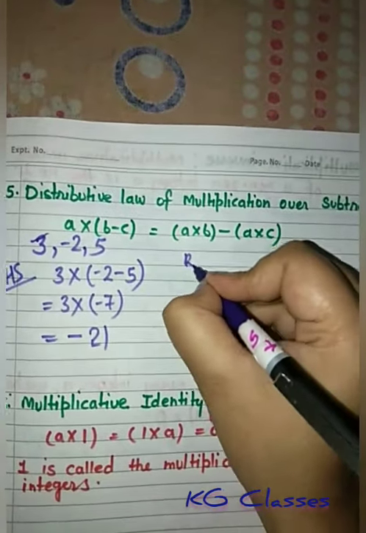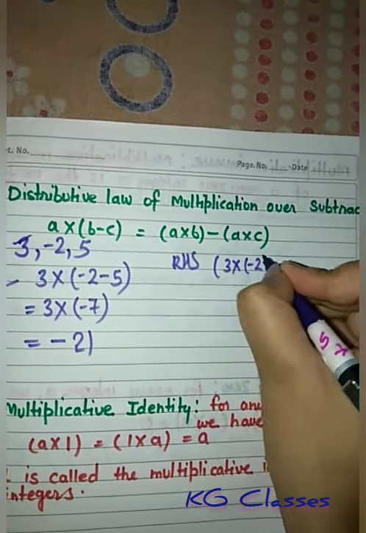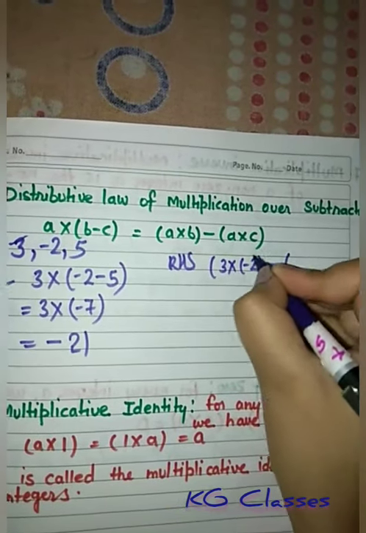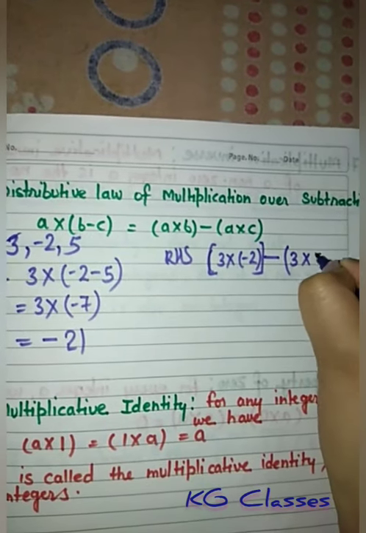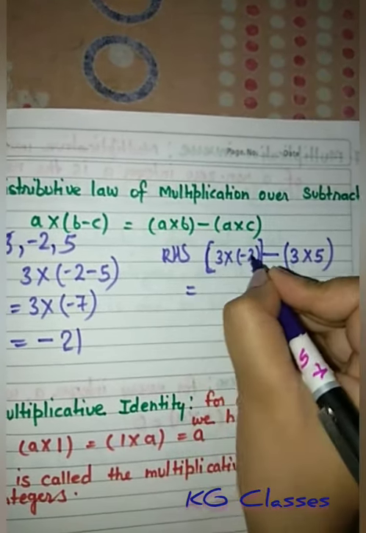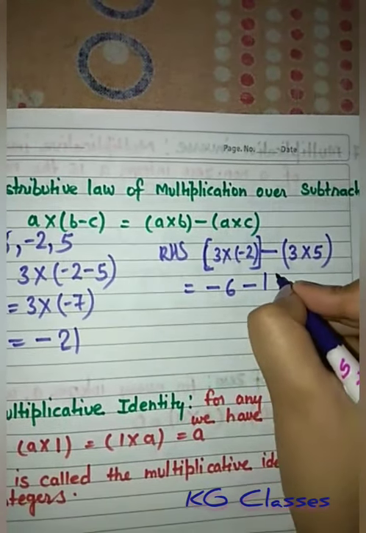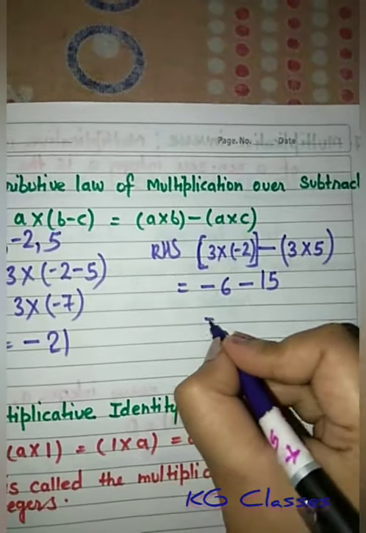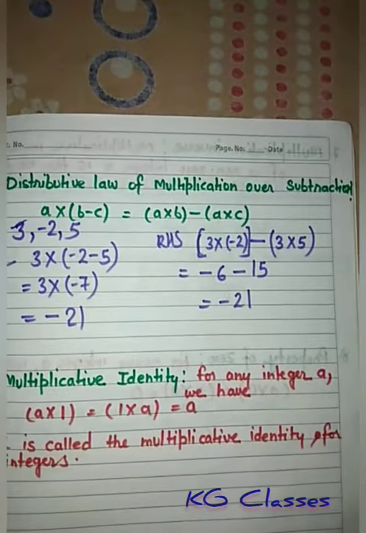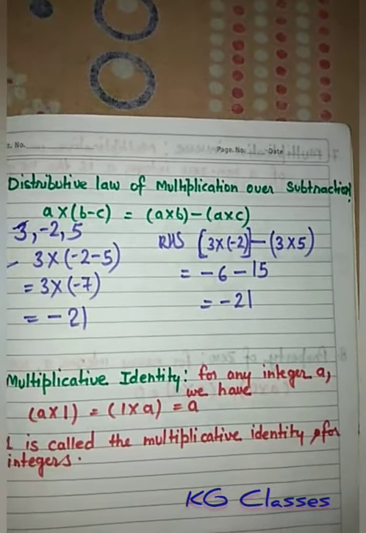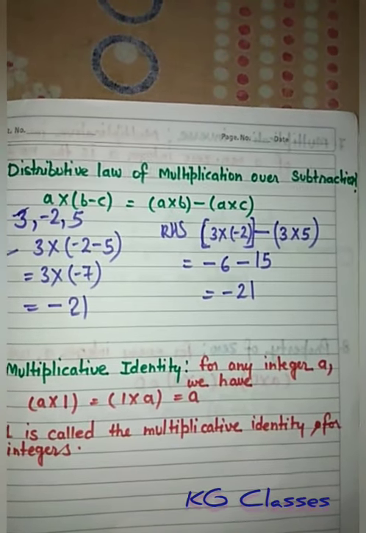Now take the right hand side. Then 3 multiplied by minus 2 minus 3 multiplied by 5. Then plus minus minus, 3 2s are 6, minus 5 3s are 15. 15 plus 6, minus 21. These are also the same in result. So distributive law of multiplication over subtraction is also applicable in integers.